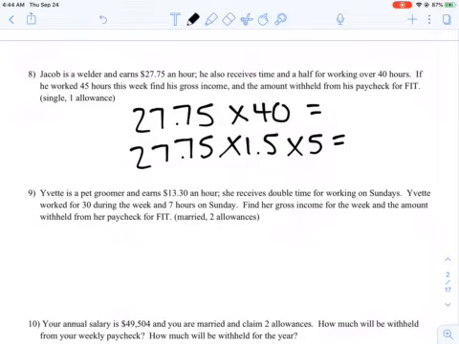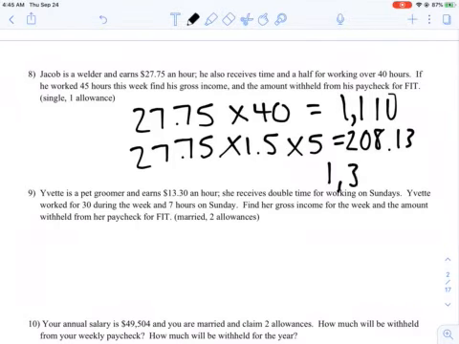Okay. So I've grabbed my calculator. 27.75 times 40 is 1,110. Then I'm going to calculate his time and a half. $208.13. So his total gross income is $1,318.13.